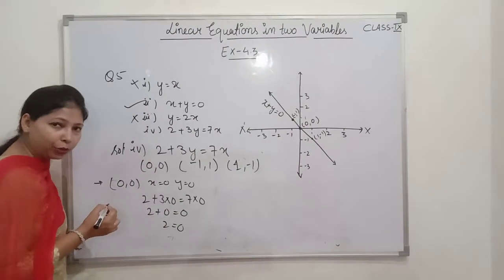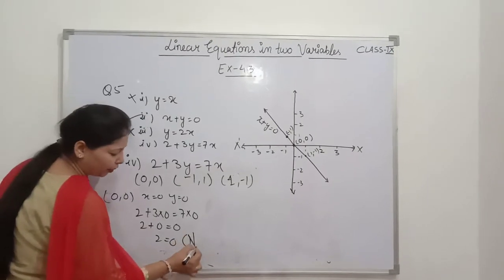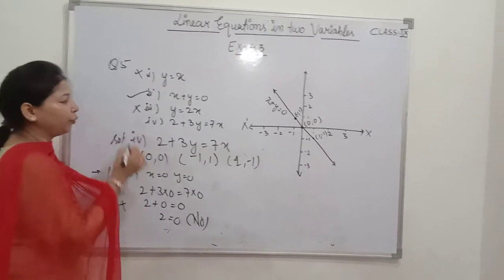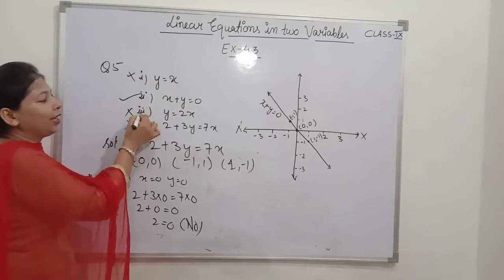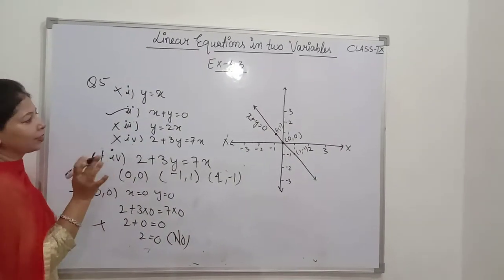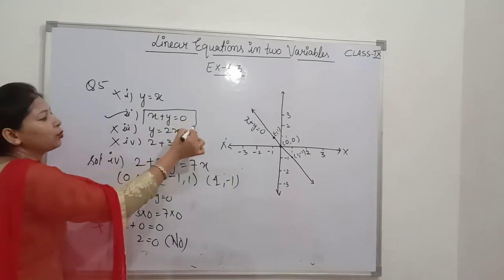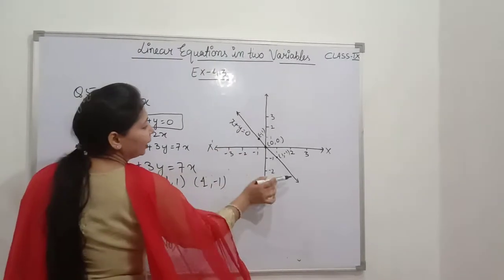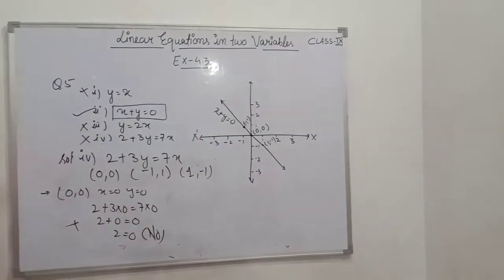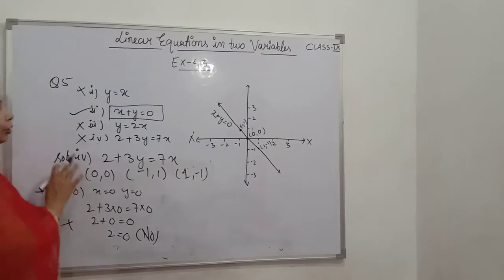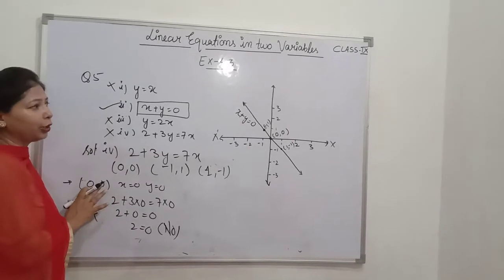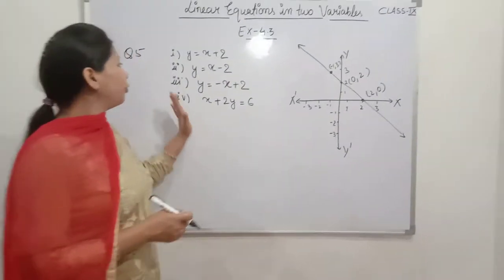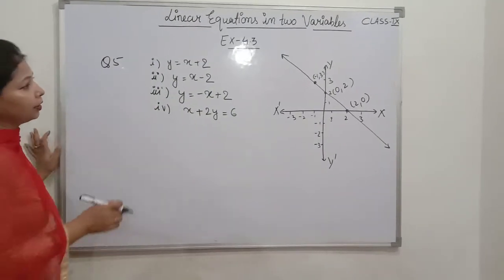Do you think that 2 is equal to 0? You said no, ma'am. So that means it does not satisfy. So we can say that these three equations do not satisfy this graph. Only this x plus y is equal to 0 satisfies these 3 points. So this graph belongs to this equation, x plus y is equal to 0. Hope this question is clear to you. Now moving towards the second part of this question.